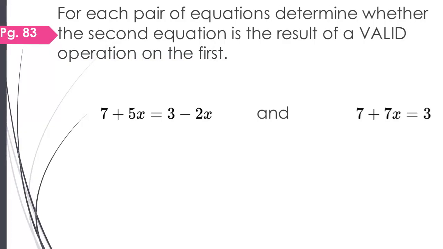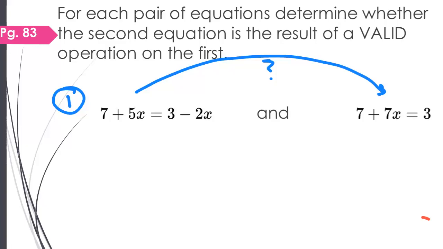Same solutions. All right, now let's turn to page 83. Now we're looking at two different equations again, and we're trying to see, is there something I can do to the first equation to get to the second one? All right, so look at the first problem. 7 plus 5x equals 3 minus 2x. Is there something I could do to that to get 7 plus 7x equals 3?